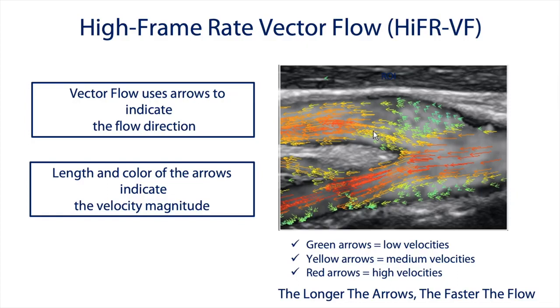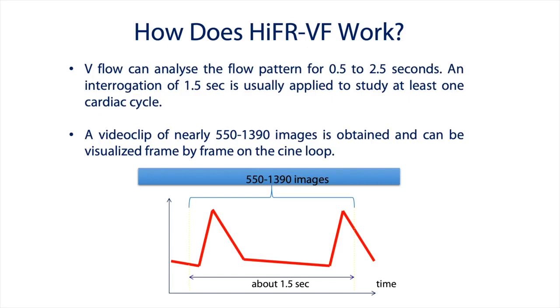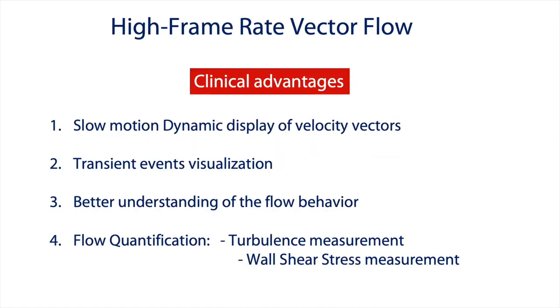Different color maps are available. The most frequently used codes the different velocities as indicated in the slide. In any case, keep in mind that the longer the arrows, the faster the flow. How does it work? V-flow is usually applied to interrogate the flow for 1.5 seconds in order to study at least one cardiac cycle, and generates a video clip of several images which can be visualized frame by frame for further analysis.